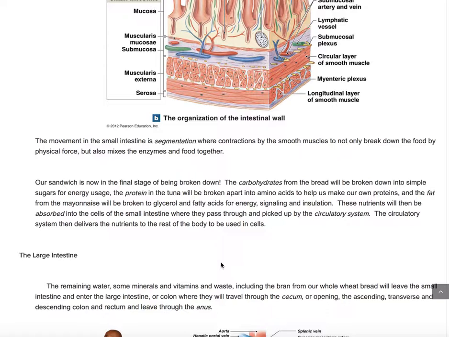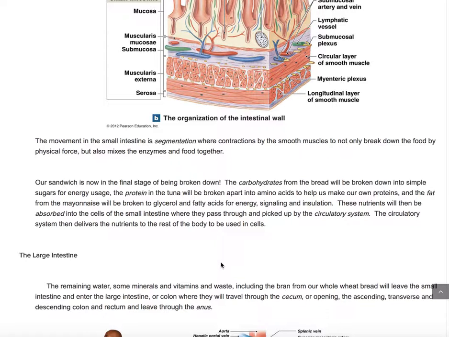So we talked about movement in the esophagus, which is peristalsis. We talked about movement in the stomach, which is churning. And now we're talking about movement in the small intestine, which is segmentation. And that is kind of like alternating squeezing, so like a contraction of the small intestine.